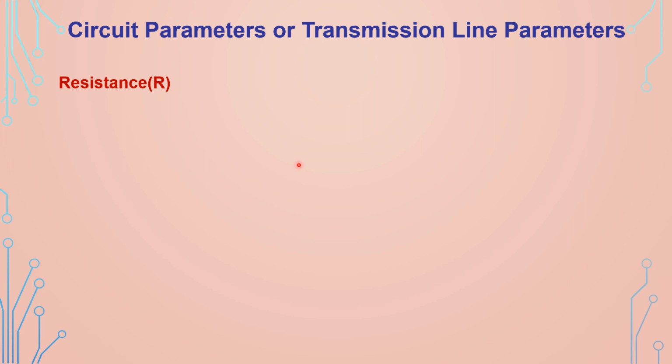Circuit parameters are also called transmission line parameters. These transmission line parameters are broadly classified into two types. One is primary constants, second one is secondary constants. So why are these parameters classified into two types? The primary constants are nothing but R, L, C and G, that is resistance, inductance, capacitance and conductance. Why are these called primary constants? All these primary constants are independent of frequency. That is why R, L, C and G are called primary constants.